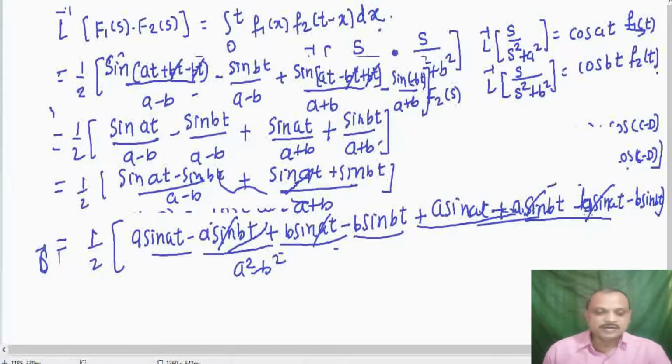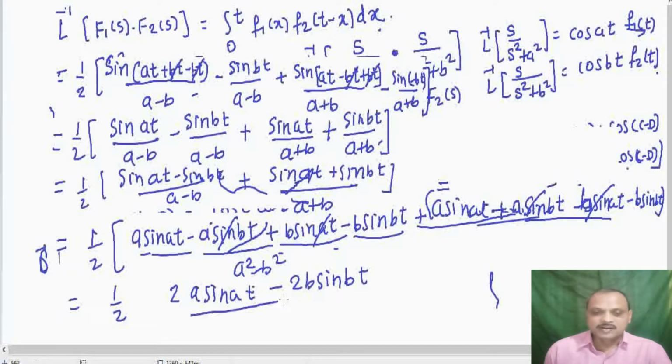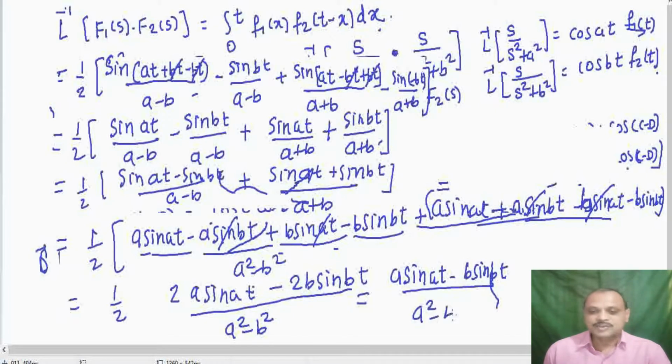and here we get, this is 1 by 2, this term A into sine AT and A into sine AT, so we get twice A sine AT and minus twice B sine BT divided by A square minus B square. Taking 2 common and cancelling with this, we get A sine AT minus B sine BT divided by A square minus B square. This is the answer of this problem.